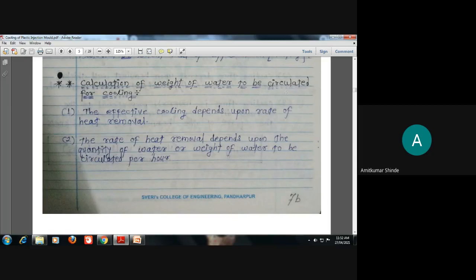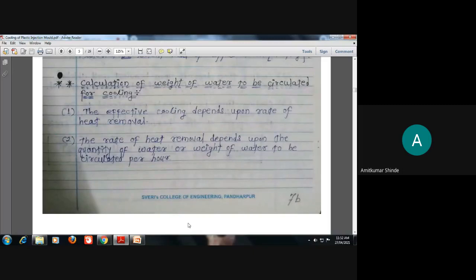Weight of the water circulated for the cooling. Now here one formula is there. For effective cooling, we have already discussed this. Effective cooling depends on the rate of heat removal, and the rate of heat removal will depend on the quantity of water or weight of the water circulated per hour. These 2 points you have to highlight here.